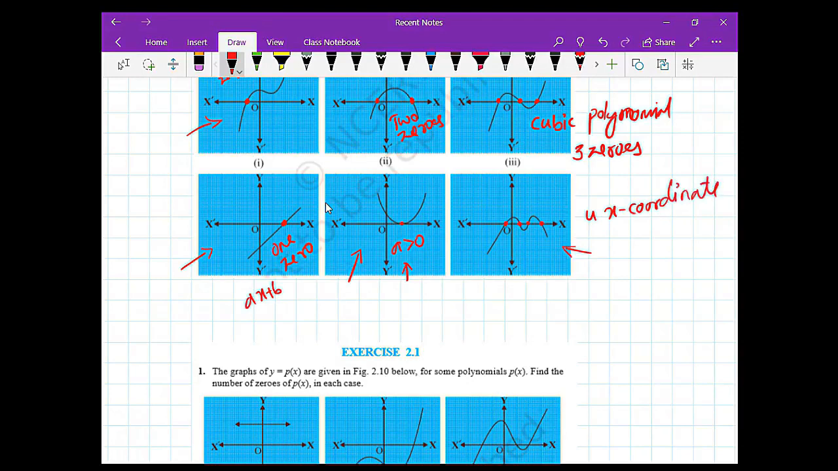Just give me the answer, which polynomial it is. Because four zeros are there, 4 points are intersecting the x-axis. Which polynomial is it? Biquadratic. It is not a linear polynomial, not a quadratic, not a cubic, because for a cubic three zeros are there. Here we are getting four zeros. It means this is a biquadratic polynomial.